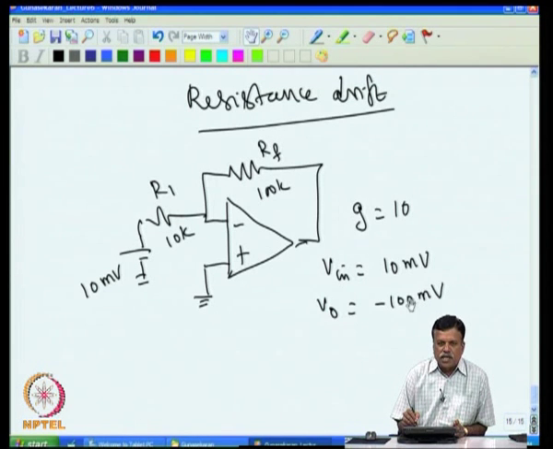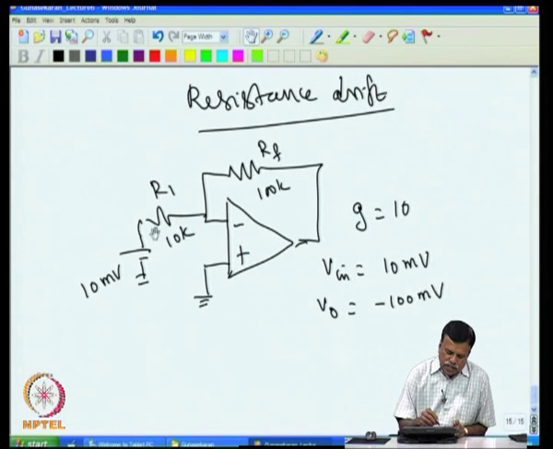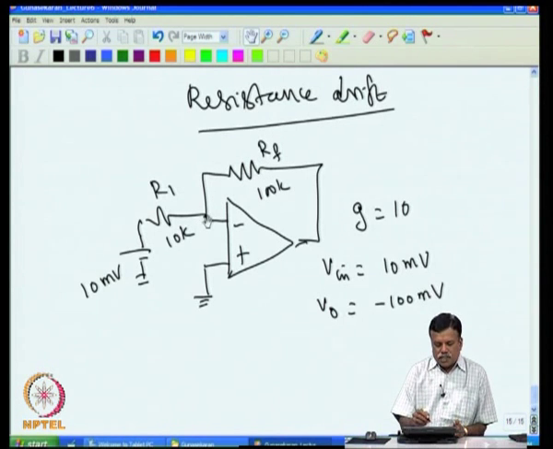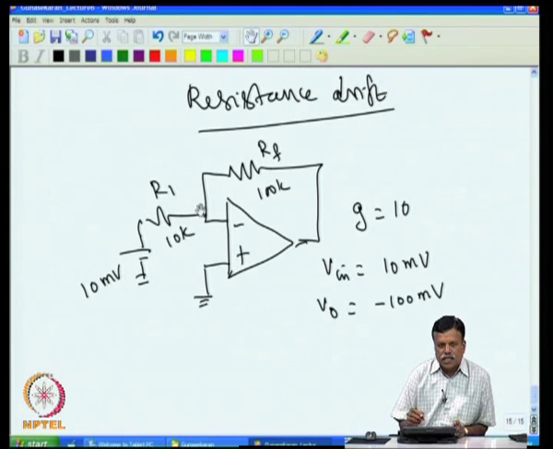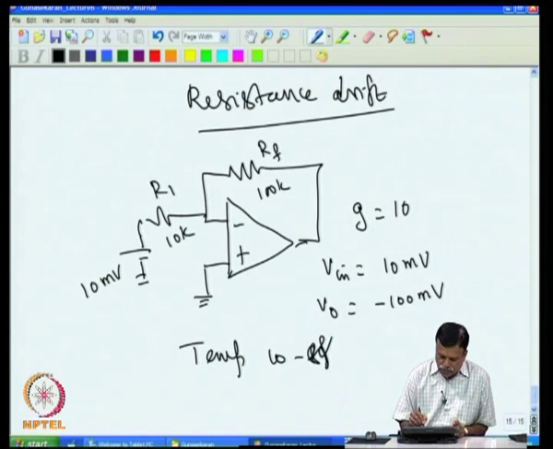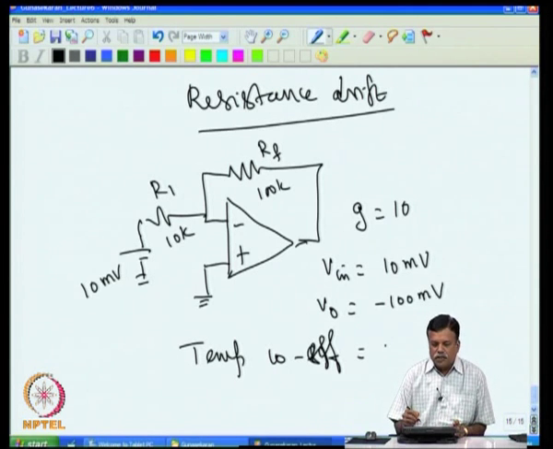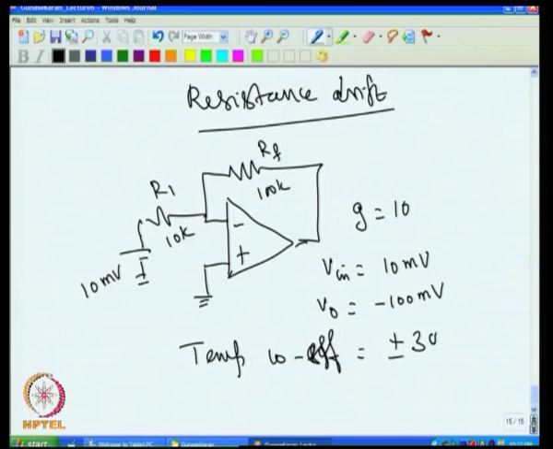Even if you assume this, as long as the 10 millivolt is constant, we expect the output to sit at minus 100 millivolt, but this will not happen in real life, because when the ambient temperature changes, the resistance value of this is changing and the resistance value of this is changing. The gain that we have now is actually 10, because this is 100k and this is 10k, the ratio is 10. But when the temperature goes up, this resistance will change, and this will also change. If you look at the temperature coefficient of these resistors in the data sheet, they will give you the temperature coefficient. For example, for a normal carbon resistance, they will say it is plus or minus 300 ppm per degree C.